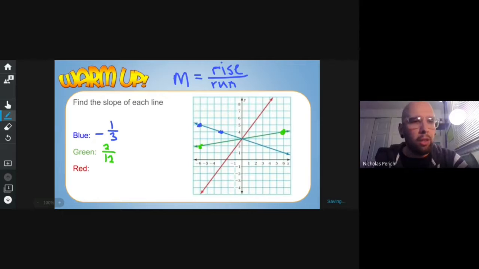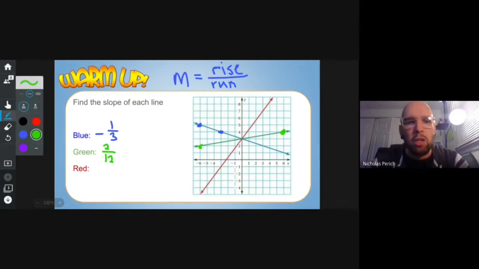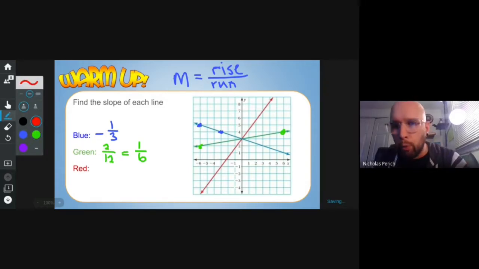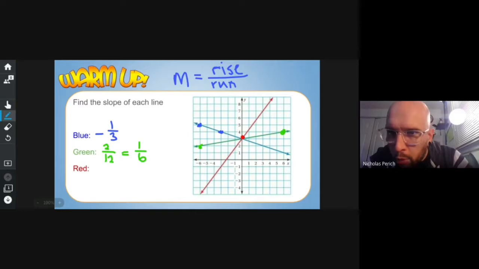And you say, well, wait a minute, sir, those are two even numbers. Can't you simplify that fraction? I sure can. Divide the top and the bottom by 2. And there you go. Since it went up and to the right, it's positive, just like this red one going up and to the right.